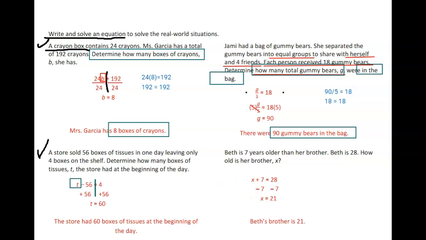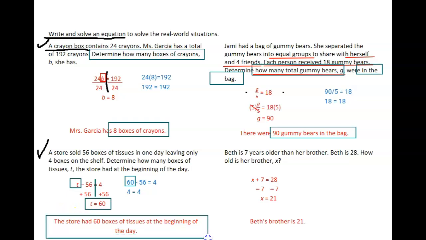Let's check your work. Please take 60 and plug it into the original equation if you haven't already. Going back and plugging in your solution to the original equation is very important. So you will see that 60 minus 56 is in fact 4, which is what you are looking for. So the store had 60 boxes of tissues at the beginning of the day.